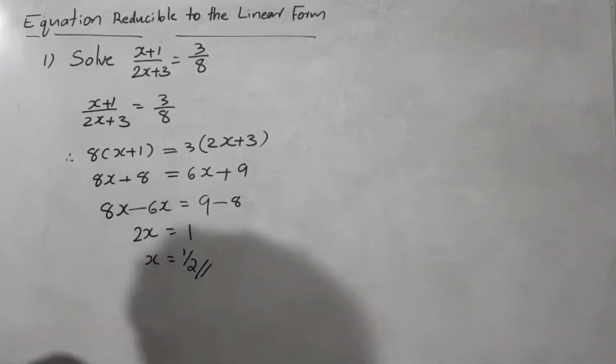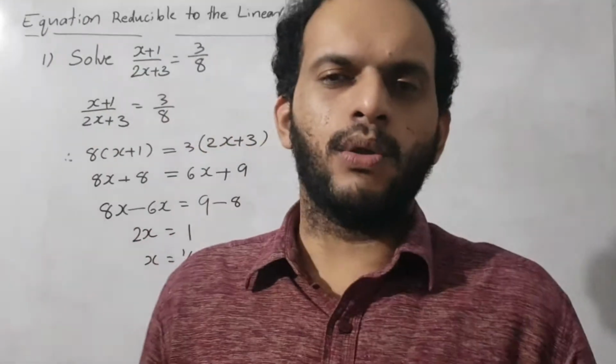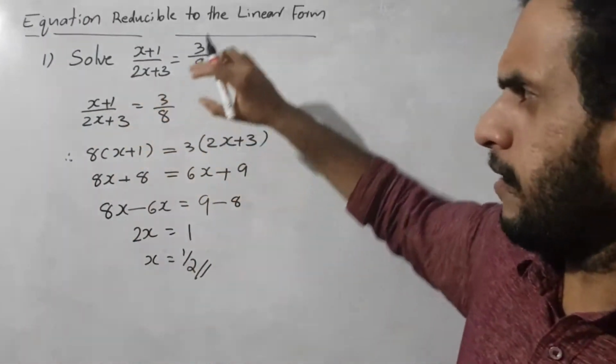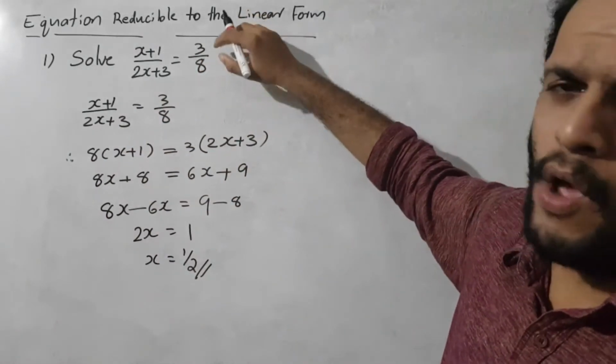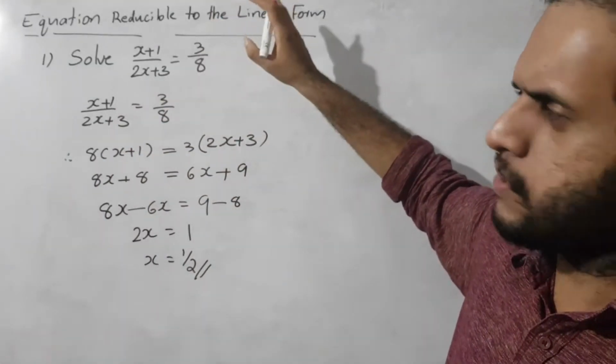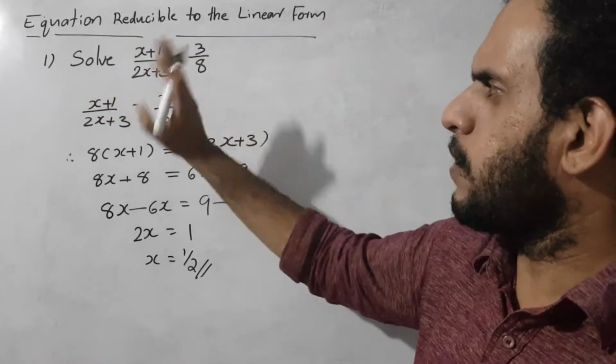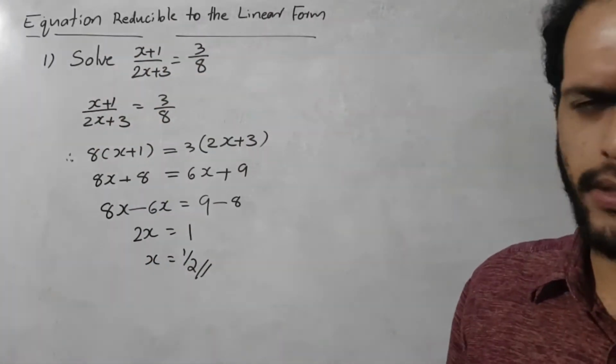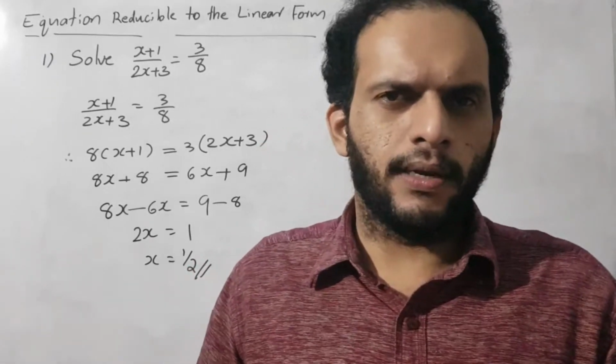So what is the value of x? The value of x is equal to 1 by 2. We know this method, the only difference here is that this side does not have a variable-containing term. If we have a fraction on both sides of the equality sign, what is the next step? Cross multiplication. I hope this is understood.